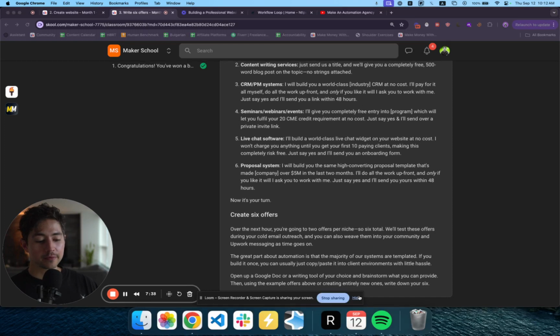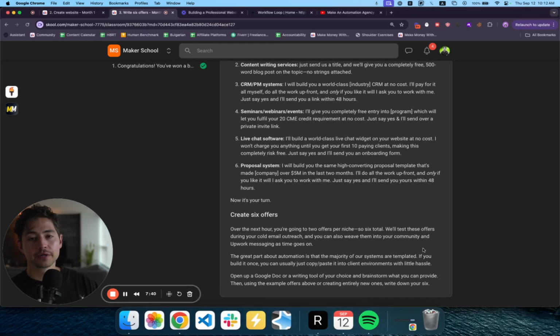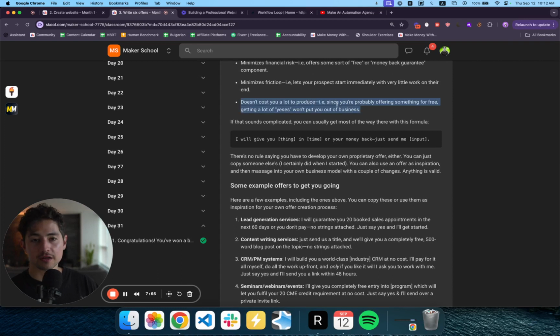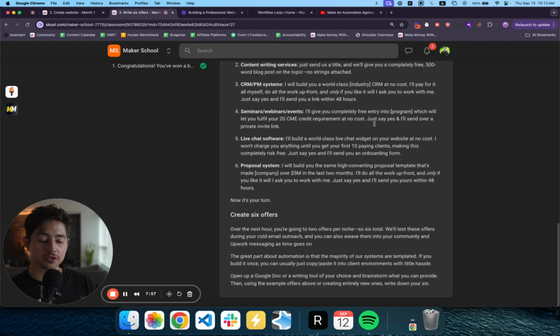The great part about automation is the majority of our systems are templated. So if you build a custom system once for somebody, and it ends up being a valuable system, you can just copy and paste that system again for any future clients. That's in large part why it does not take a lot of money to produce, right? Because you can just copy and paste it in future ones. So if you have systems that you've already built that are successful, you can also lean on those, or you could use some of the blueprints that we put together.